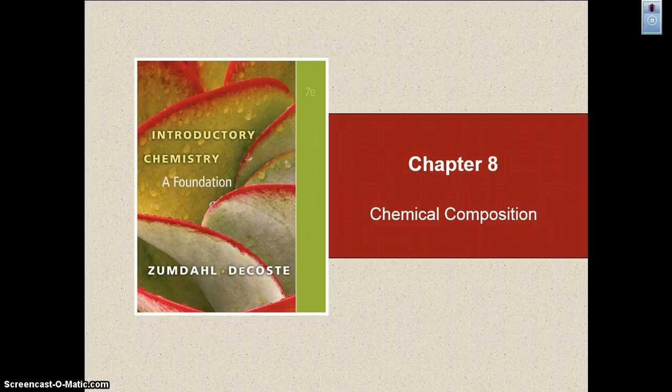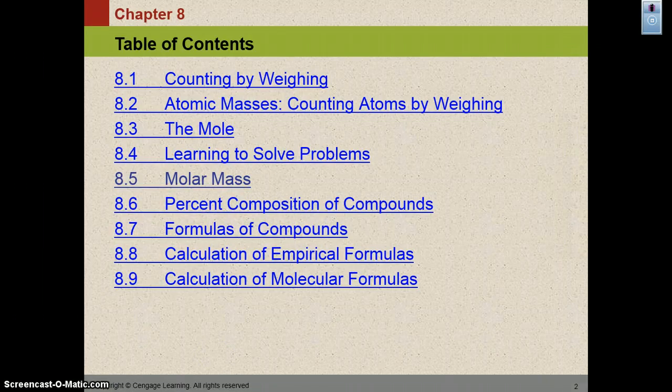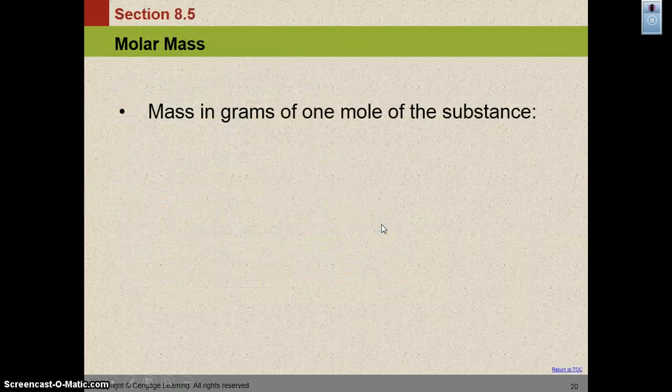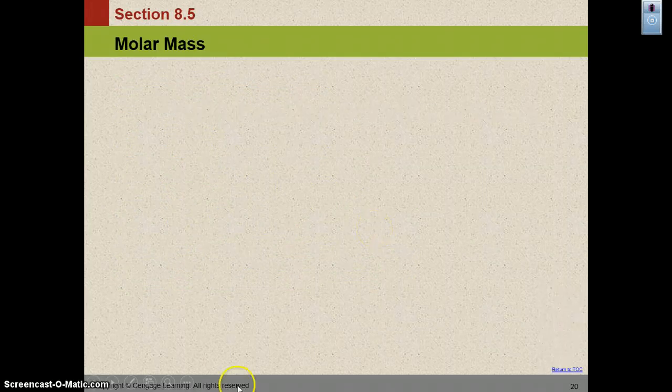The review today from Chapter 8 for Chemistry 2 is going to include molar mass and percent composition. So let's start with molar mass. Molar mass is a simple concept. Remember that molar mass is the mass in grams of 1 mole.